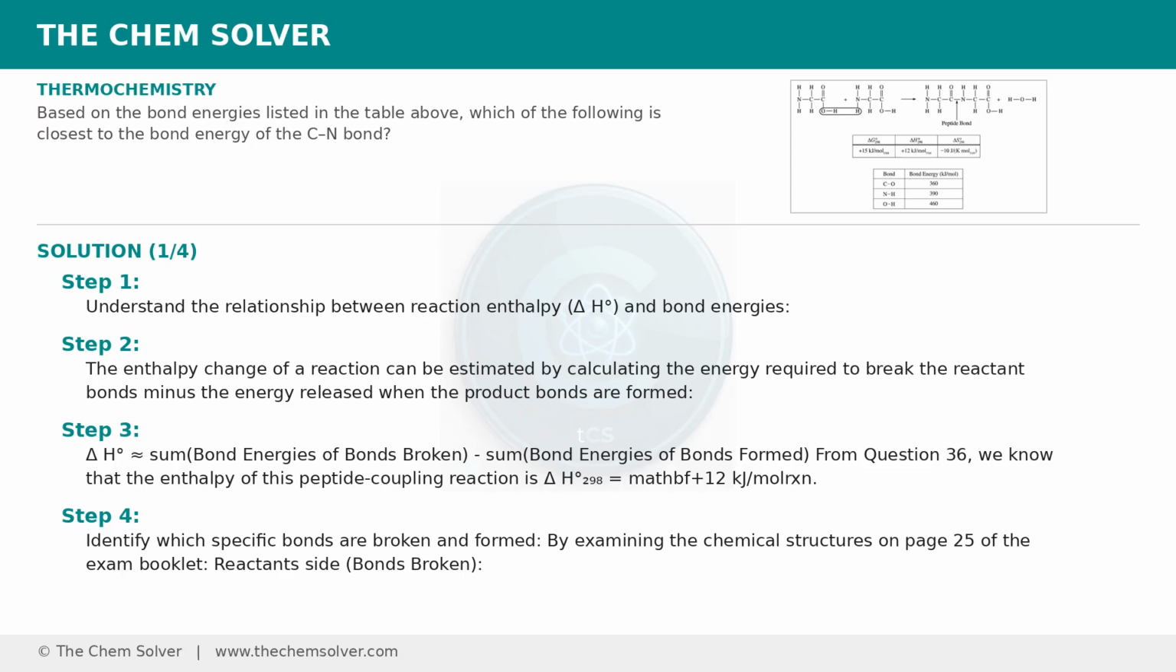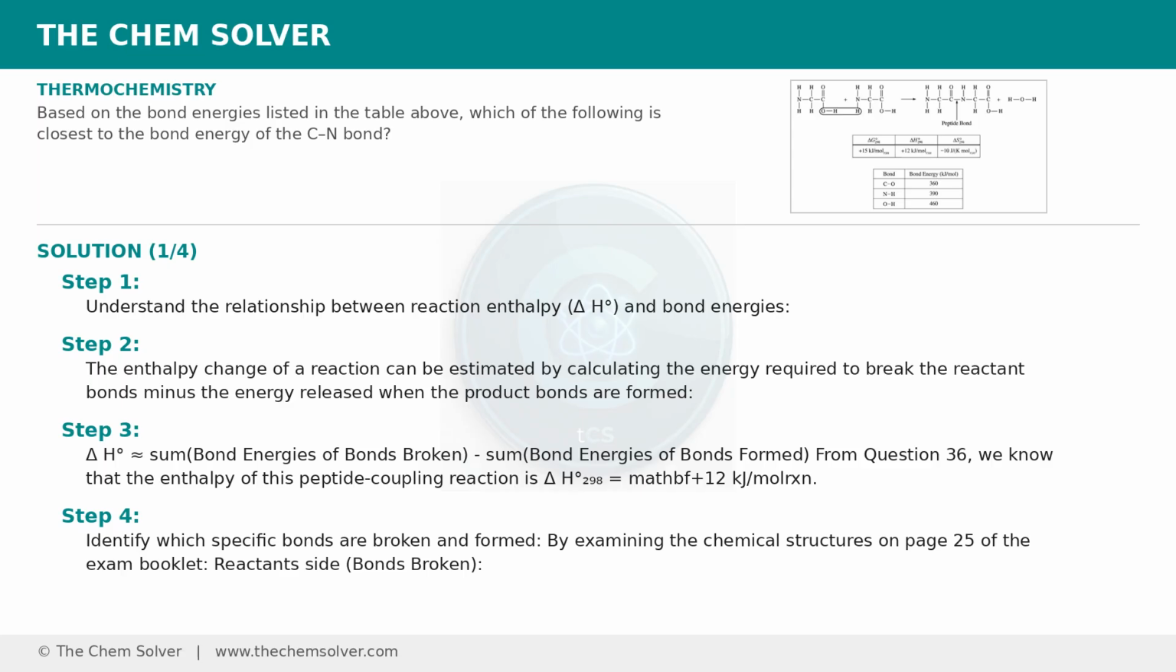From question 36, we know that the enthalpy of this peptide coupling reaction is delta H degrees 298 equals plus 12 kilojoules per mole of reaction. Identify which specific bonds are broken and formed by examining the chemical structures on page 25 of the exam booklet.